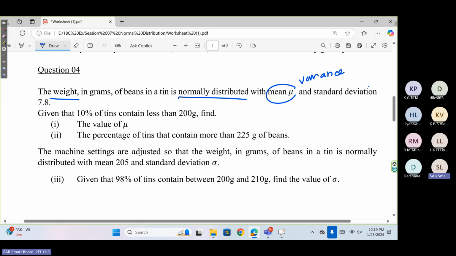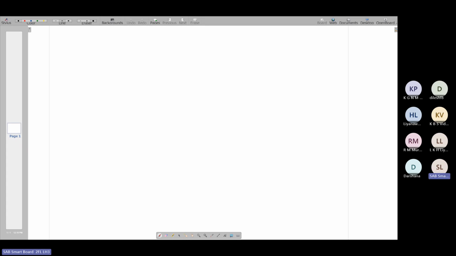Then in here it says, given that 10% of tins contain less than 200 grams. In this question the mu value is missing. Mu value is not known here, so we need to find out the value of mu. The question gives the probability value, 10%, less than 200 grams.